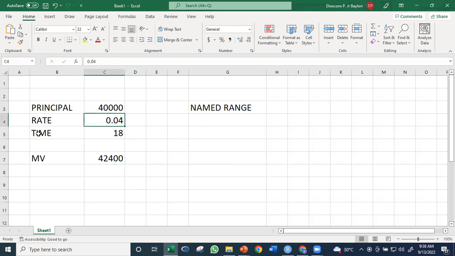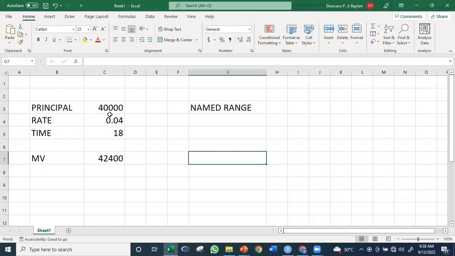How about this one? The rate. Let's also give it a name, rate, enter, and then also the time. Let's give this a name, time, enter. You notice that this one is now called rate, this one is called time, and this one is called principal. So what we did was name it one at a time.